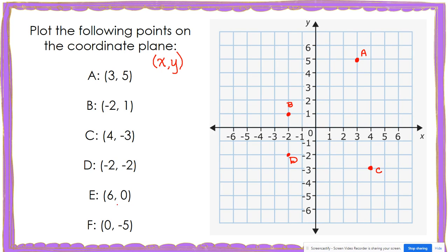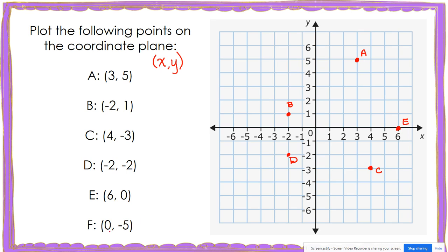The coordinates for point E are 6, 0. If I start at 0, my origin, I am going to move to positive 6 on my x-axis, so I will move 6 units right. Then my y value is 0, which means I don't need to move up or down, and instead I can place my point right here where x is 6.